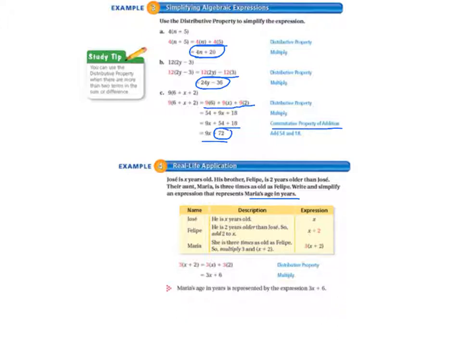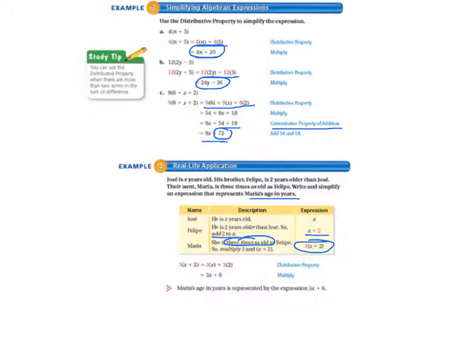So we have a chart. Jose is at the top. He is x years old. And Felipe is 2 years older than Jose, so we add 2 to x. So Felipe is x plus 2. Maria is 3 times as old as Felipe. So we're going to multiply 3 and x plus 2 because Felipe is x plus 2 years old. So we're going to multiply 3 by the x plus 2.